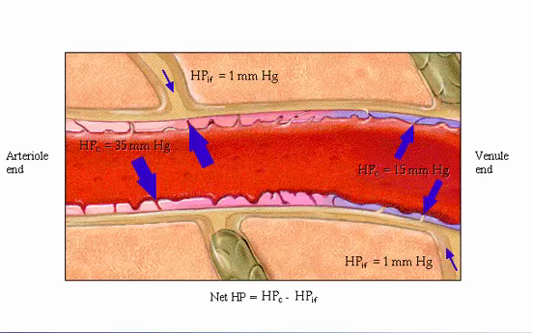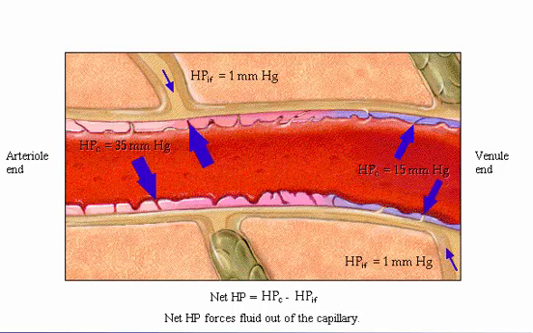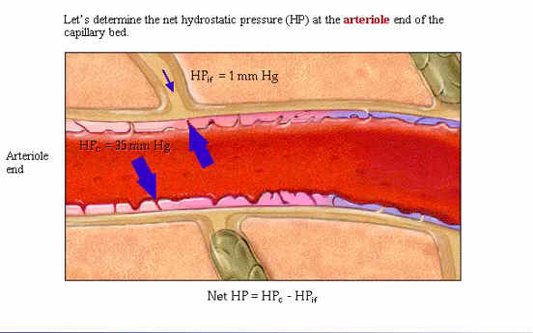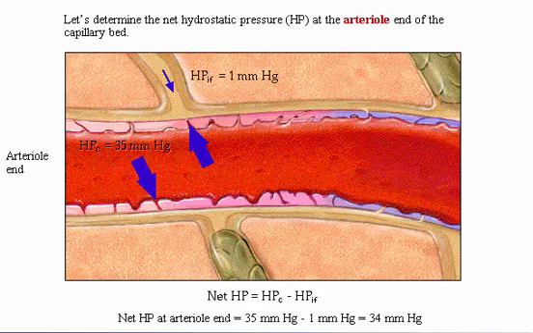Net hydrostatic pressure equals the hydrostatic pressure in the capillary minus the hydrostatic pressure in the interstitial fluid. The net hydrostatic pressure forces fluid out of the capillary. Let's determine the net hydrostatic pressure at the arterial end of the capillary bed. Taking the capillary hydrostatic pressure of 35 millimeters of mercury minus the interstitial fluid hydrostatic pressure of 1 millimeter of mercury gives us 34 millimeters of mercury for the net hydrostatic pressure at the arterial end of the capillary bed.